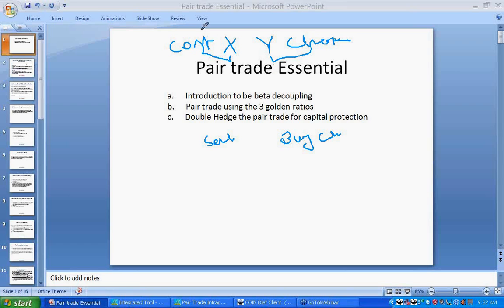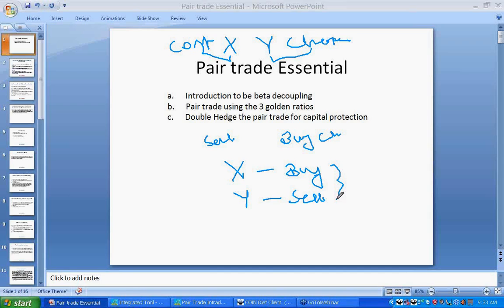Suppose you are looking at X and Y companies, and X is costlier and Y is cheaper. Then simultaneously you will sell the X counter and you will buy the Y counter. This combined trade is known as your pair trade. So how is this pair trade analysis done?